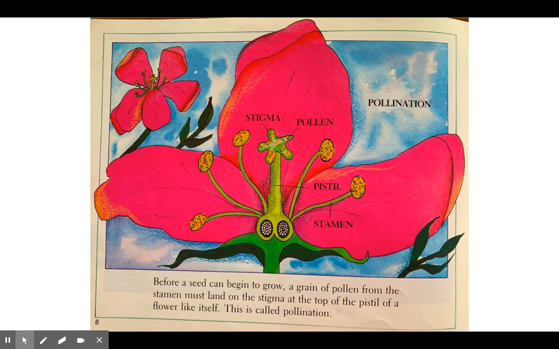Before a seed can begin to grow, a grain of pollen from the stamen must land on the stigma at the top of the pistil of a flower like itself. There's the stigma. This is called pollination. Show me a thumbs up if you've ever heard of pollination or if you think you know what it means. You can see the stigma is here. That yellow or white on there looks like it might be pollen. Here's the pistil, the stamen.